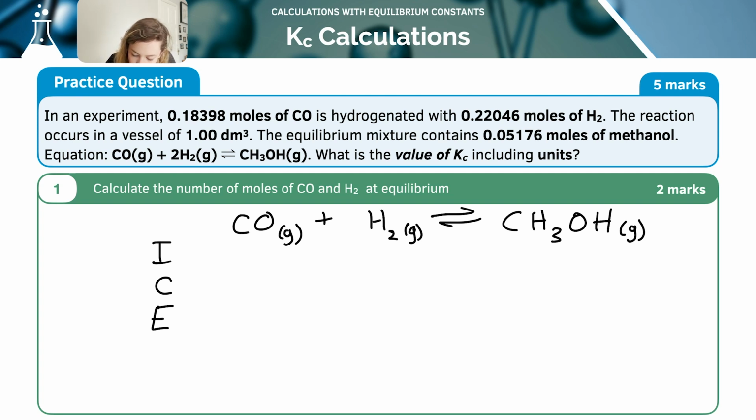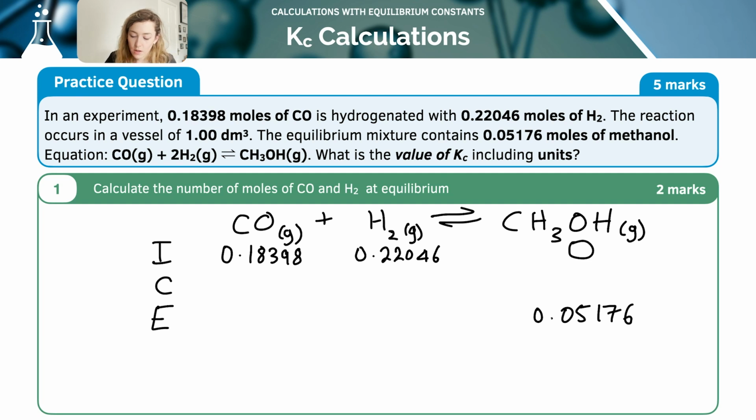Okay, so in an experiment, 0.18398 moles of CO is hydrogenated. So the initial moles of CO is 0.18398. That's my initial. And that's what it's hydrogenated with, 0.22046 moles of H2. The reaction occurs in a vessel of 1 decimeter cubed. The equilibrium mixture contains that much of methanol. So the equilibrium, this lower box here, 0.05176. And I know at the start that I've got no methanol. So what I can work out is there has been a change in moles.